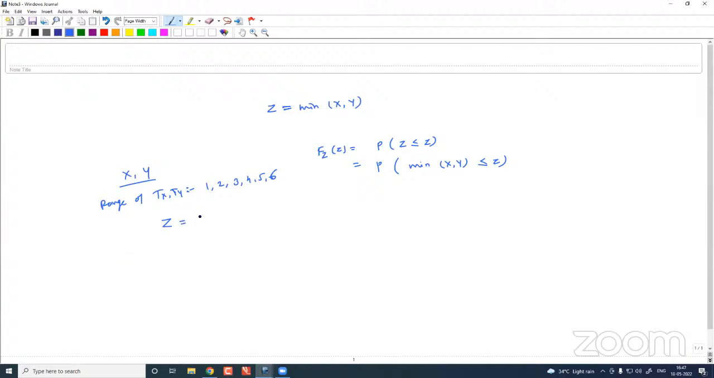Okay. So z is x plus y. What can be the range for z? Can you tell me the range of z? I can denote it by Tz. What should the range be? 2 to 12. 2 is 1 plus 1, and 12 is 6 plus 6. Is it correct? Yes, sir. Everyone understood this?